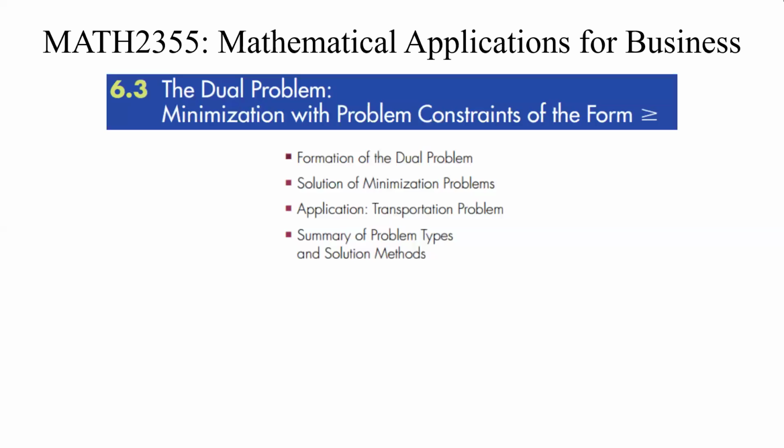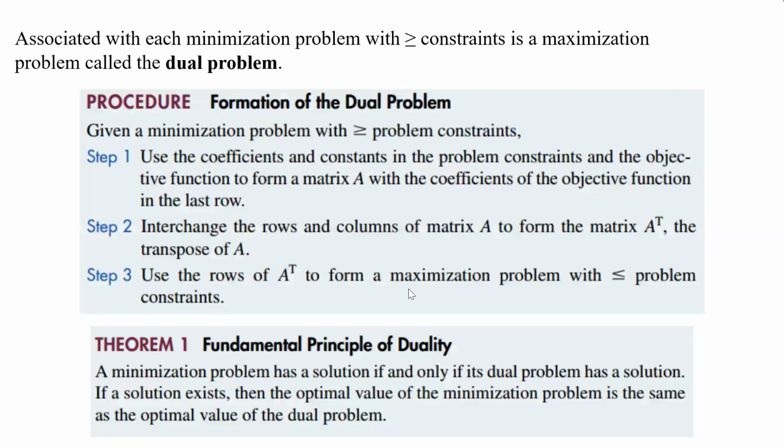All right, so here we're into 6.3 on the dual problem. So this is going to be minimization with problem constraints of the form greater than or equal to. So what we need to do is we're going to learn about the formation of the dual problem, solution of minimization problems, application, basically a transportation problem, and then we're going to look at the summary of problem types and solution methods, up to this point anyway.